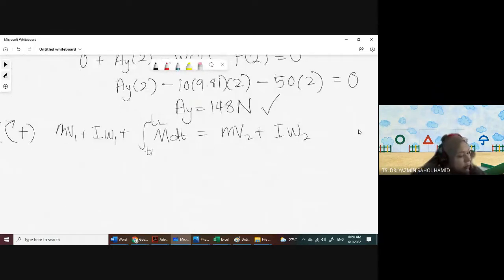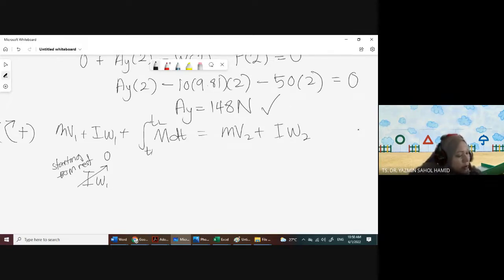So for this question, you will have I omega. However, since dia kata starting from rest, what will happen to the omega 1? Zero. Why? Because dia starting from rest. So omega 1 is 0.